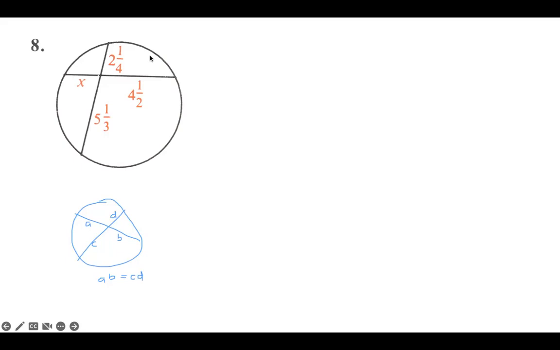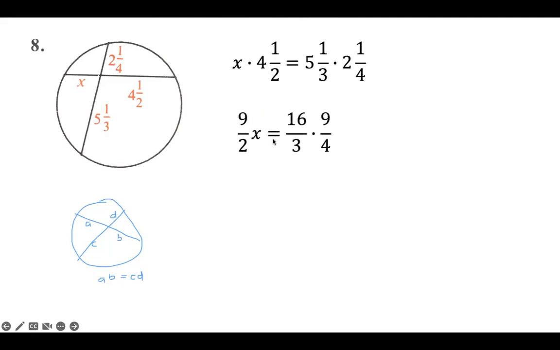It's just the numbers aren't very pretty, right? I'm still going to do the same thing. So X times 4.5 would equal 5 1/3 times 2 1/4. Now, remember, we can't multiply with mixed numbers. We need everything as improper fractions. So 2 times 4 plus 1 would be 9/2. 5 times 3 plus 1 would be 16/3. And 2 times 4 plus 1 would be 9/4.